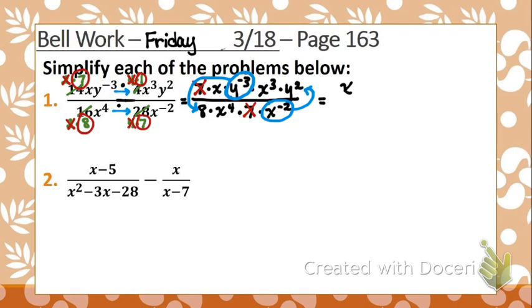All right, so I have x times x to the 3rd times y squared times x squared. That x squared came up from the bottom. Over, I still have an 8 on the bottom. I now have a y to the 3rd on the bottom that switched places. And I have an x to the 4th.